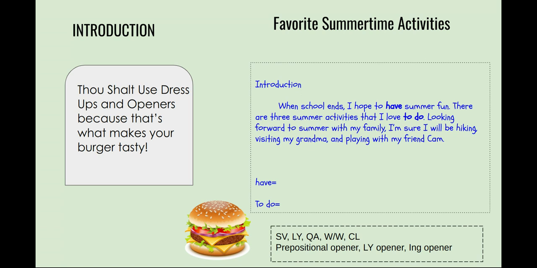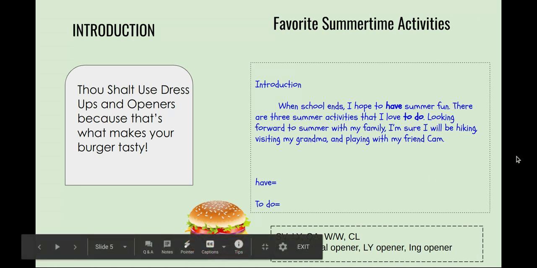When school ends, comma, I hope to have summer fun. There are 3 summer activities that I love to do. Looking forward to summer with my family. I'm sure I will be hiking, visiting my grandma, and playing with my friend Cam. You notice that the introduction has at least 3 sentences, and it introduces the topics that I'm going to be talking about. I highlighted have and to do because I want to go back and use my thesaurus and come up with some better words for those.